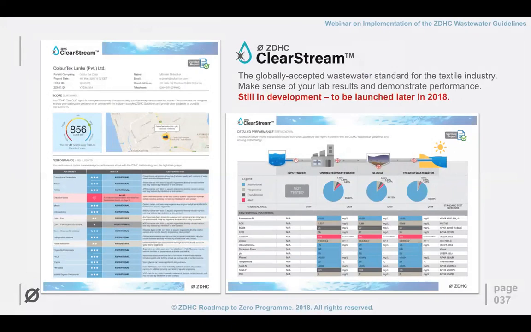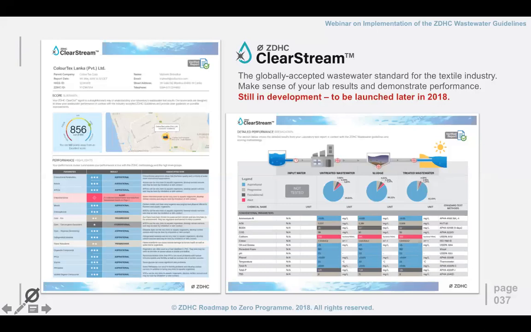So the idea of the offline testing report, this is a demonstration. It's called the Clearstream report, and it is a report for the globally accepted wastewater testing standards. It is still under development, and it will be launched later in 2018. But on this page, it will give you a look and feel of how the report would appear.